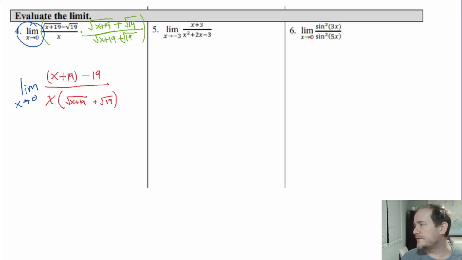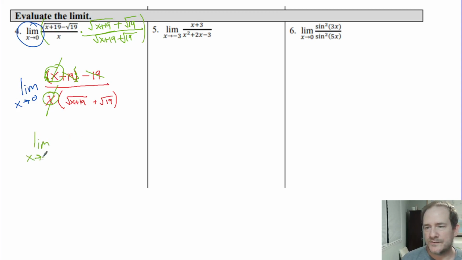All right, what's happening upstairs? These parentheses we said aren't really doing anything. Go ahead and get rid of them. 19 take away 19 makes 0, so you got a factor of x. And that factor of x does in fact cancel with that factor of x, giving you now the limit as x approaches 0 of, well, nothing's left up here, so there must just be a 1 left up there. So it's 1 over the root x plus 19 plus root 19.